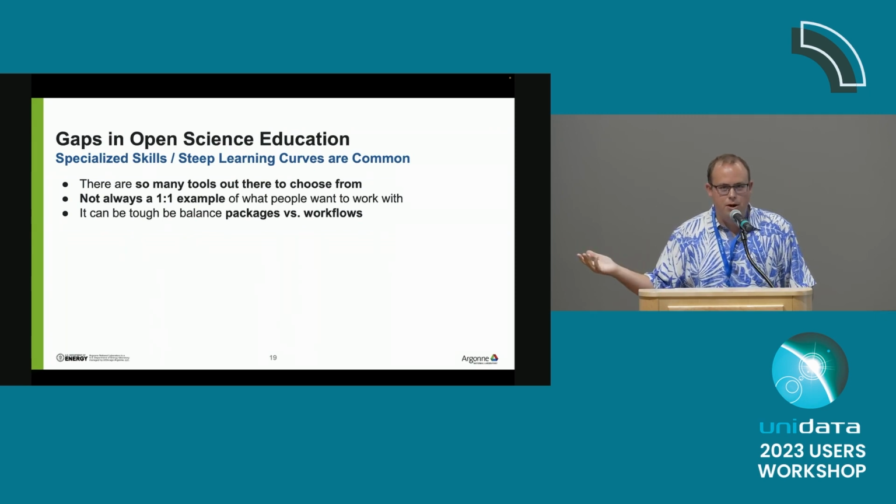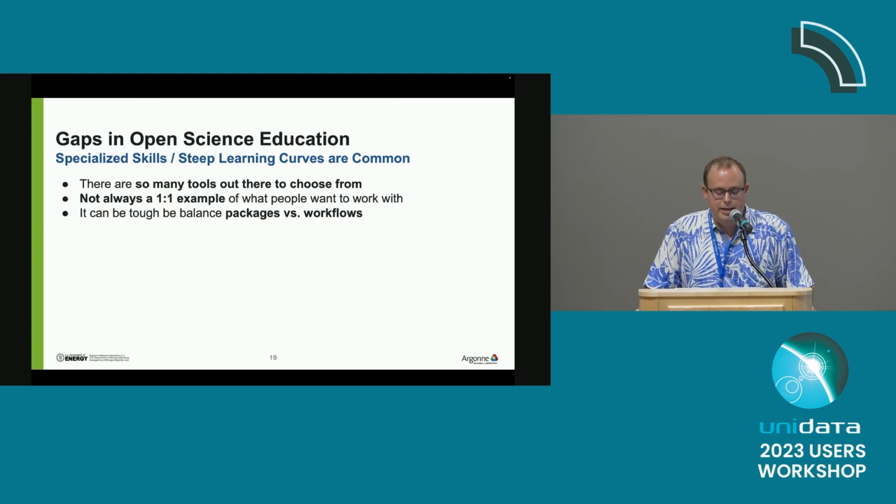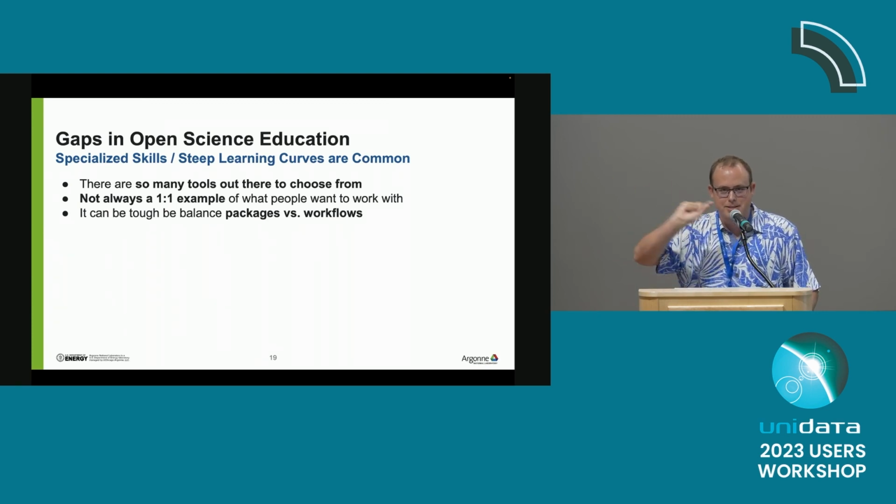There's not always a one-to-one example of what people want to work with. So for example, let's say you're looking at temperature over Wisconsin, and you're not sure if there's a similar example, but you're interested in North Carolina or something like that. There's not always going to be a copy and paste where you just jump right in and everything works magically and you're done with your analysis.